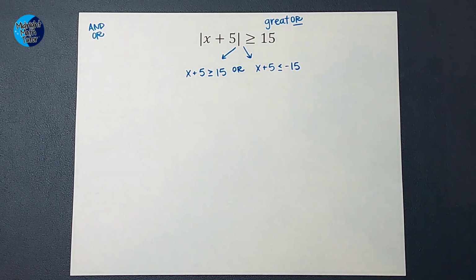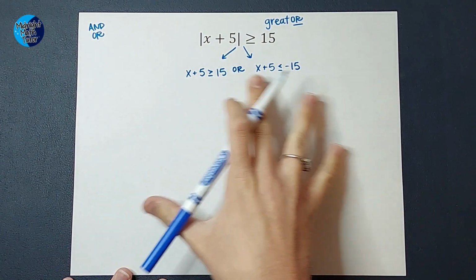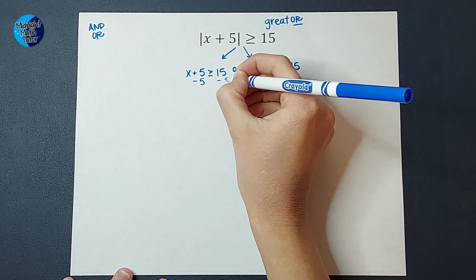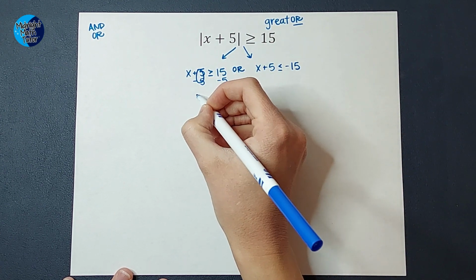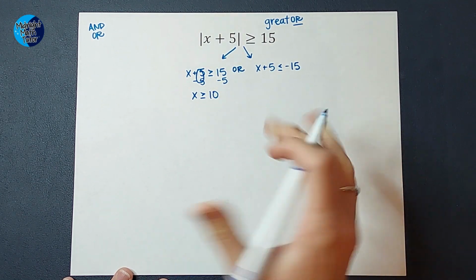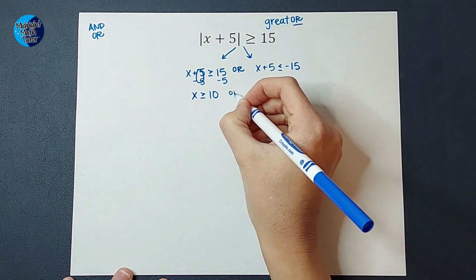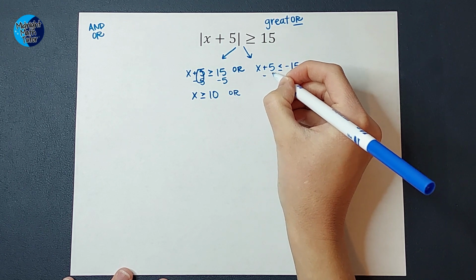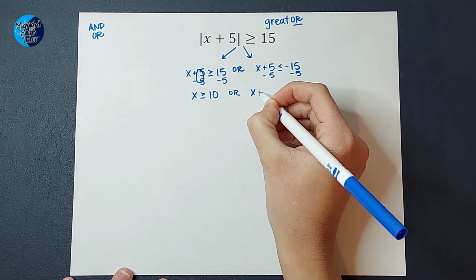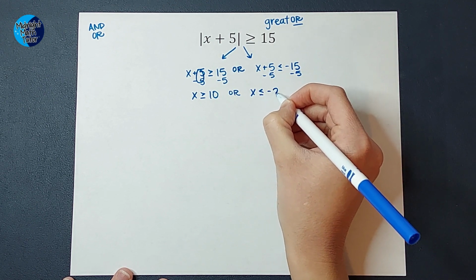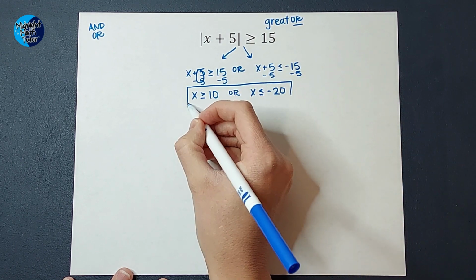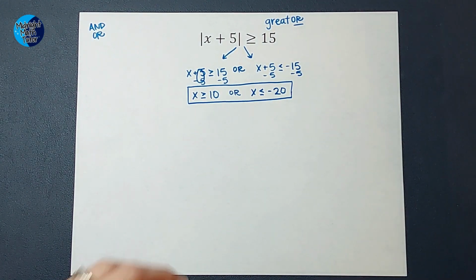So now that I know it's an or inequality, I'm going to get x alone with both of these inequalities. I'm going to subtract 5 from both sides here, and I end up with x is greater than or equal to 10. So that's one of my answers. Or x can also be, let's subtract 5 from both sides, and I end up with x is less than or equal to negative 20. So x can be greater than or equal to 10 or less than or equal to negative 20.